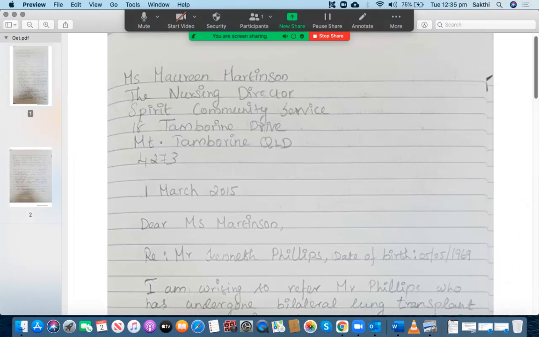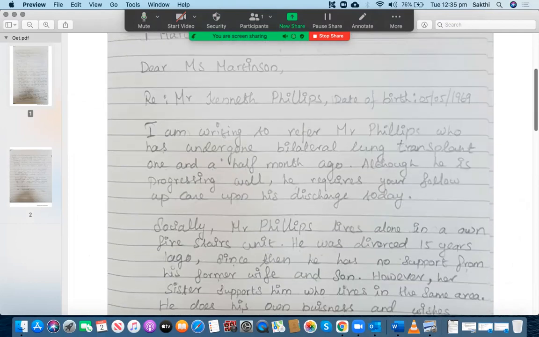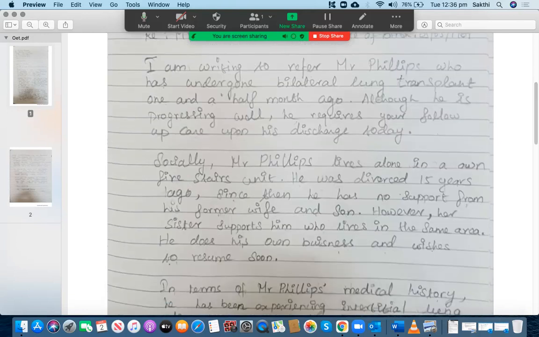Okay, let's go to the next one. She has written the date of this letter, that is 1 March 2015. That's fine. And then, Dear Miss Martinson, comma, that's good, regarding Mr. Kenneth Phillips, comma, date of birth 05/05/1969. That's good. I'm happy for you. This format is good. I'm writing to refer Mr. Phillips, who has undergone bilateral lung transplant 1.5 months ago. Although he is progressing well, he requires your follow-up care upon his discharge today.